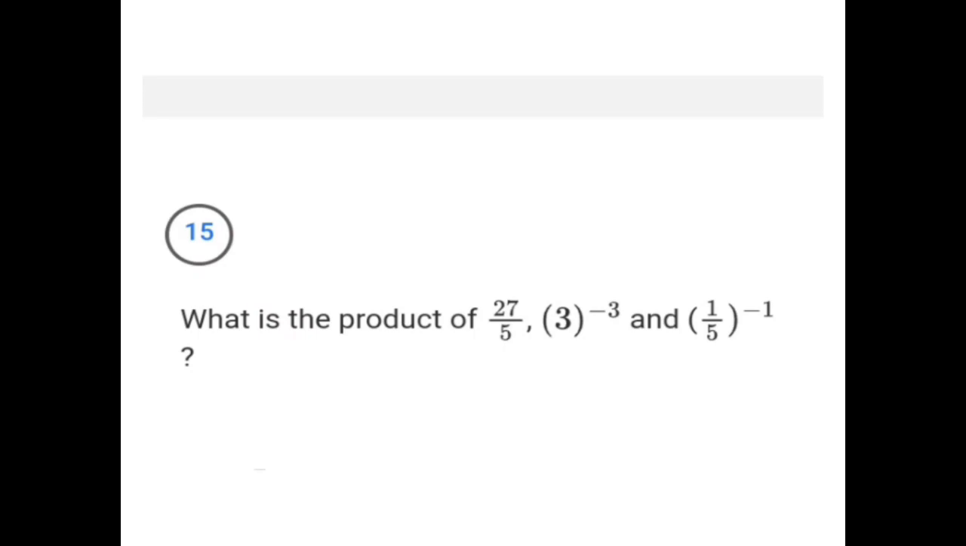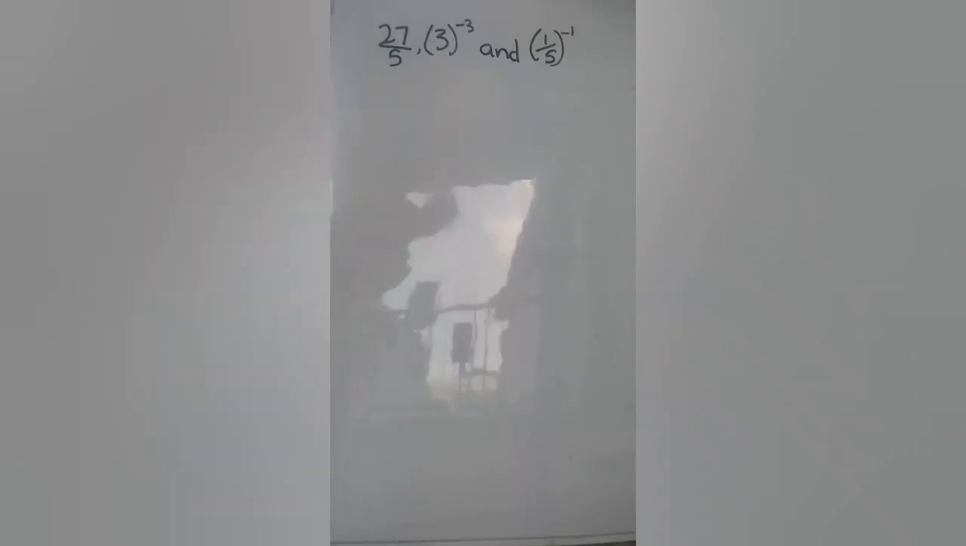Number 15. What is the product of 27 over 5, 3 raised to power minus 3, and 1 over 5 raised to power minus 1? We all know that product means multiplication. So we multiply these numbers: 27 over 5 times 3 raised to power minus 3 times 1 over 5 raised to power minus 1. We simplify this.